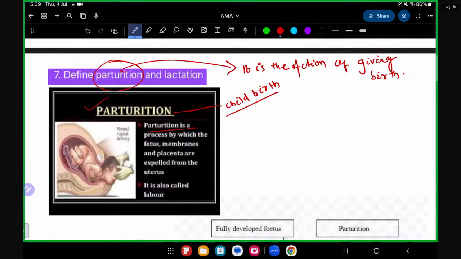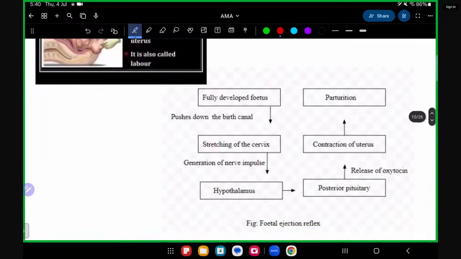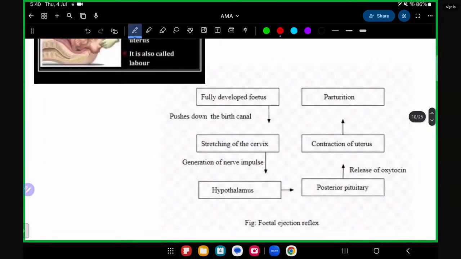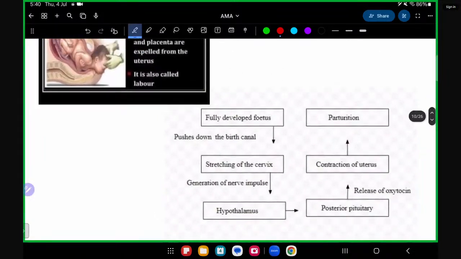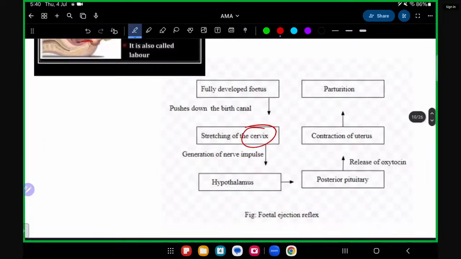Okay, now we'll see how this parturition takes place. When the fetus is fully developed, it pushes down the birth canal. Okay, when it pushes down the birth canal, then stretching of the cervix takes place. Then nerve impulse generation takes place in the cervix wall and it goes to hypothalamus.